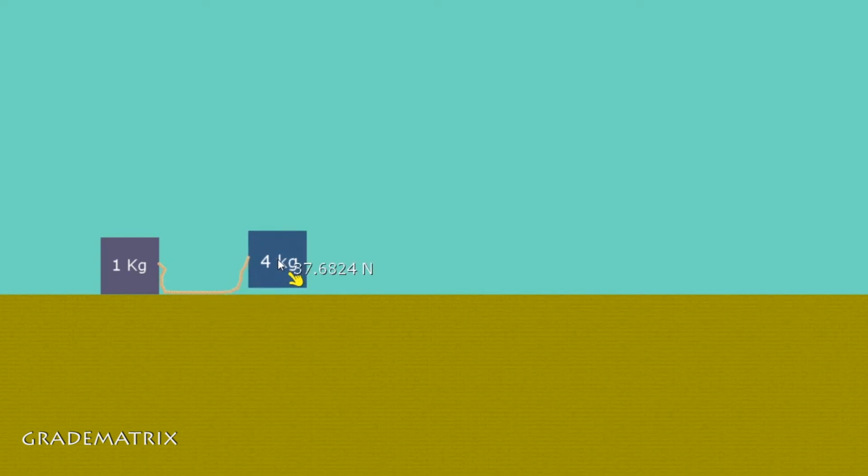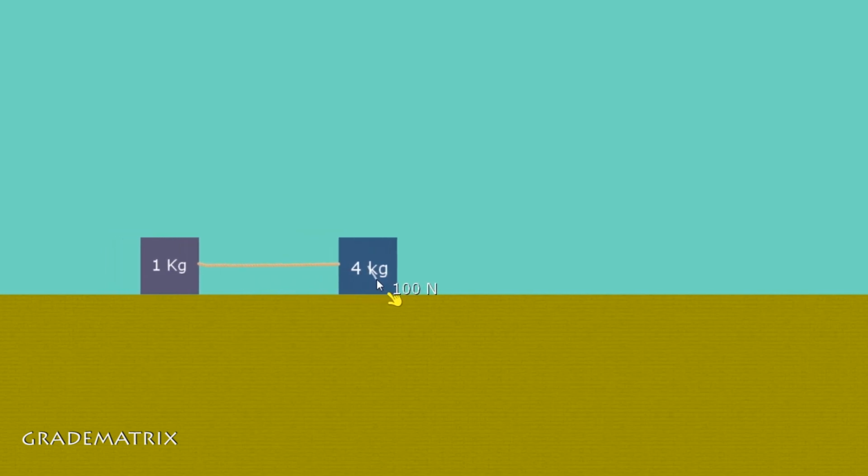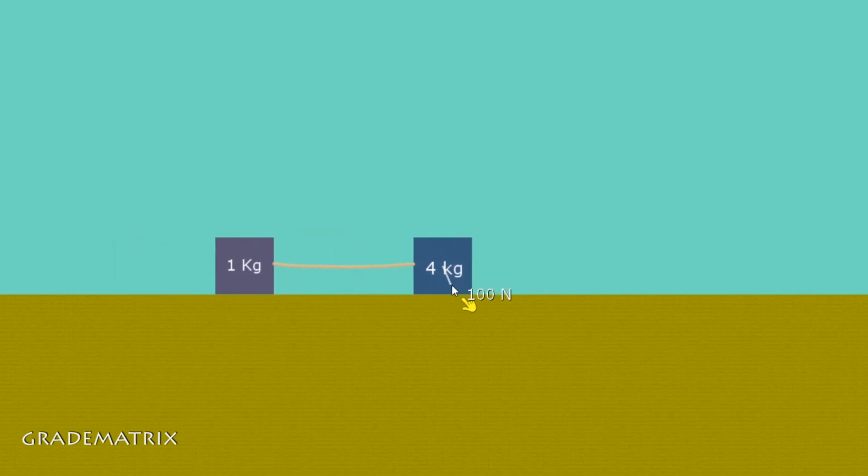So only if I apply the force on this 4 kg block in the rightward direction, both the blocks will move together. If I change the direction and make it leftward, only the 4 kg block will move.